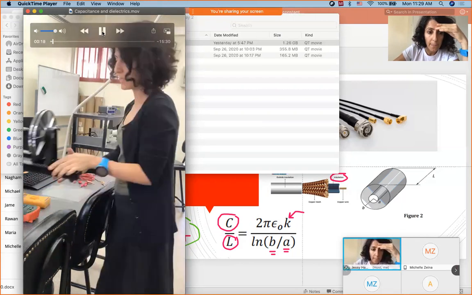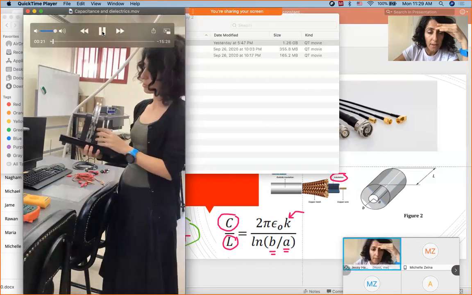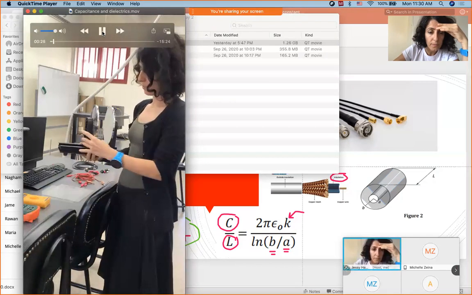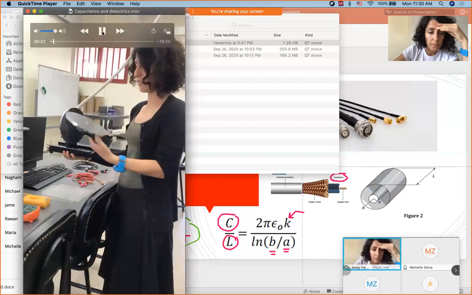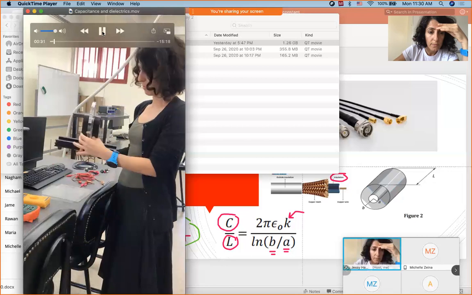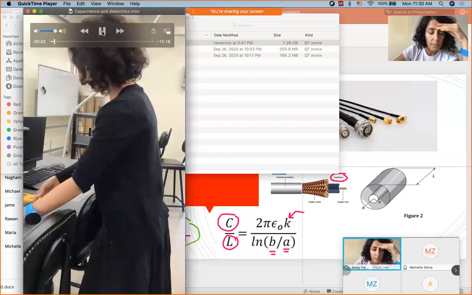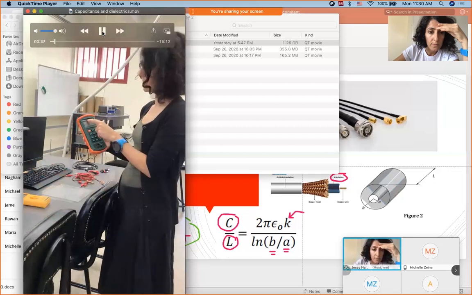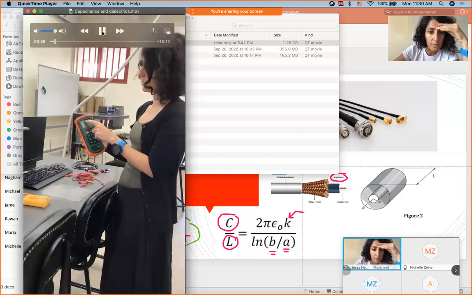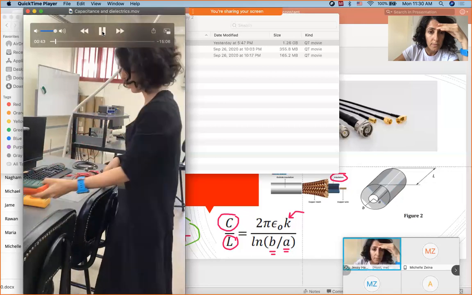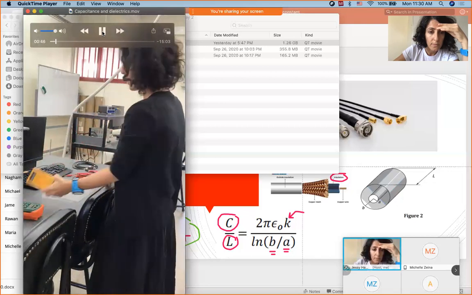A capacitor with a variable distance between the plates, and you see each plate is a disc, so a circular plate. You have the LCR meter. The LCR meter measures L, C and R, which is the inductance, the capacitance, and the resistance of a resistor. So it's very precise.